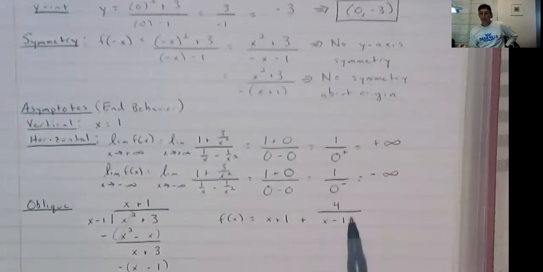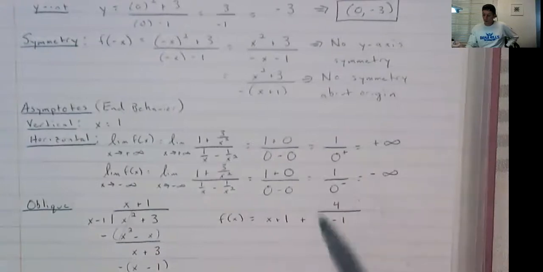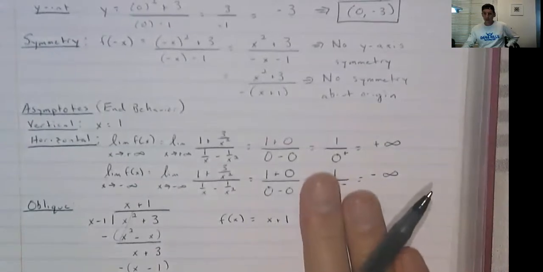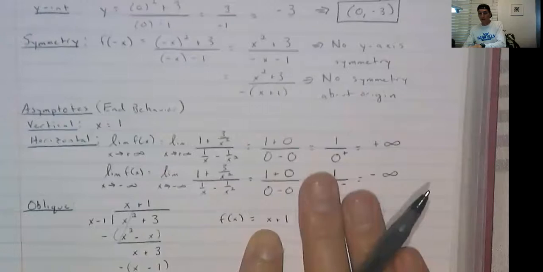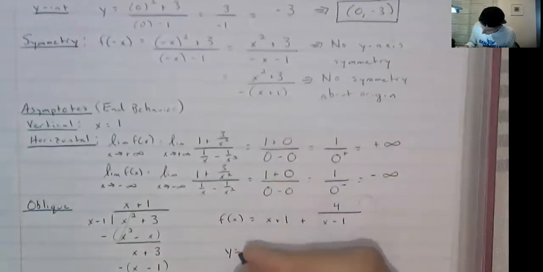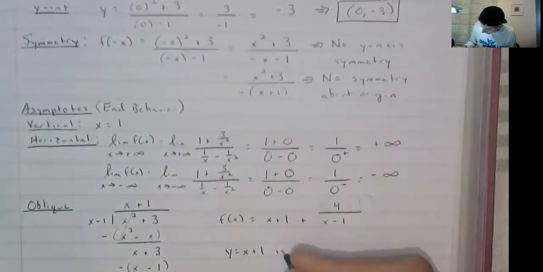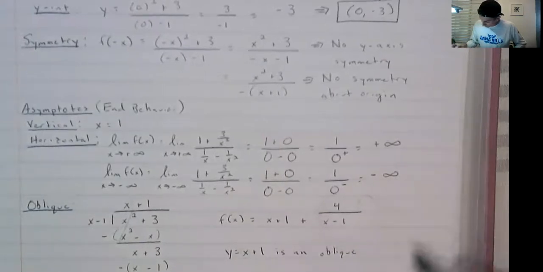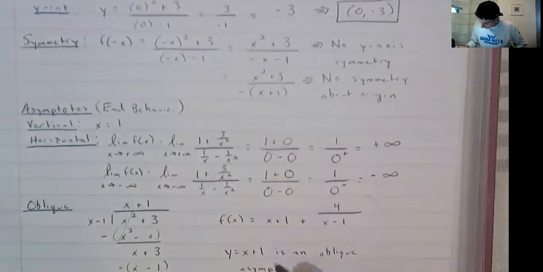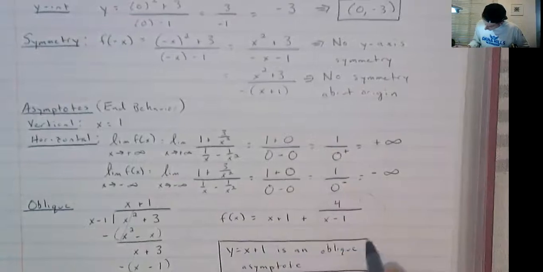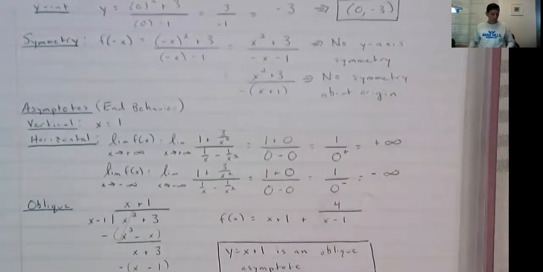that as x values get super, super big or super, super small, this guy disappears, okay? And as our x values increase or decrease without bound, our function just approaches x plus 1. It starts to look like x plus 1. So kind of cool. And the result is that y equals x plus 1 is an oblique asymptote. So we've got a vertical, we've got an oblique, and cool. So we're getting somewhere.